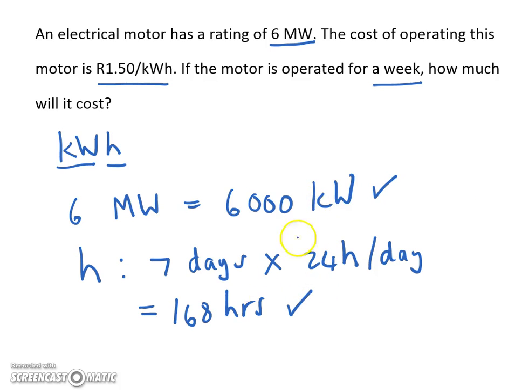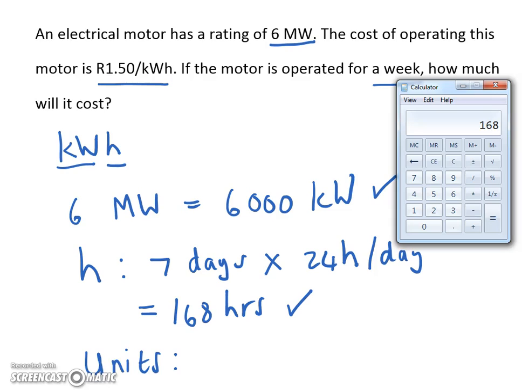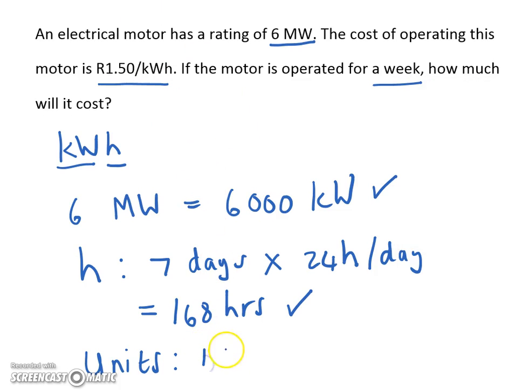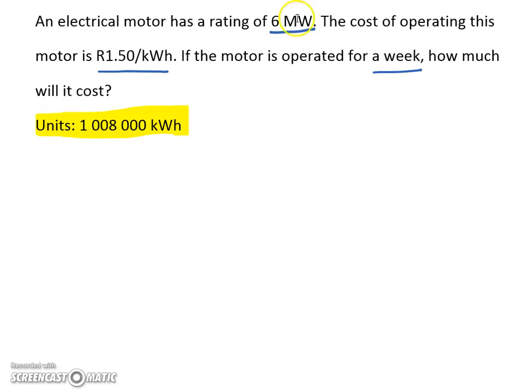Now we just multiply those two in order for us to get the number of units that will be consumed during this week. So that is 168, and we times that by 6,000. And that leaves us then with 1,008,000 units measured in kilowatt hours. Our last step now will just be to calculate the cost.